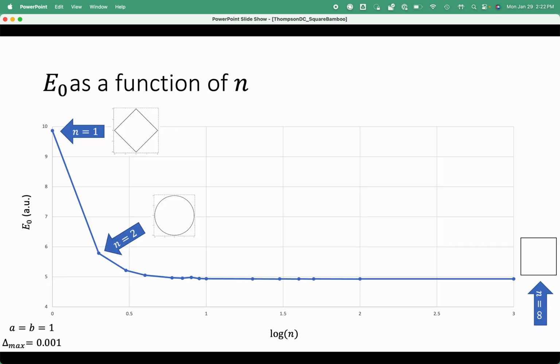Here is the first eigenvalue, so E0, the lowest energy, as a function of n for the finest grid spacing. Just a reminder that for n equals 1, 2, and infinity, these are regions that are illustrated here, and we know analytic solutions exist for the problem of an electron confined to those regions.